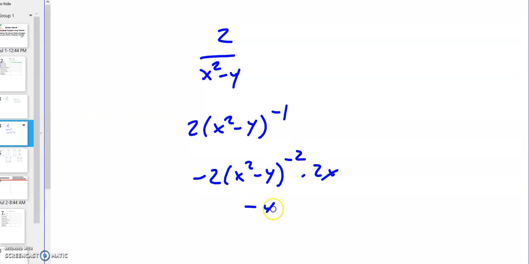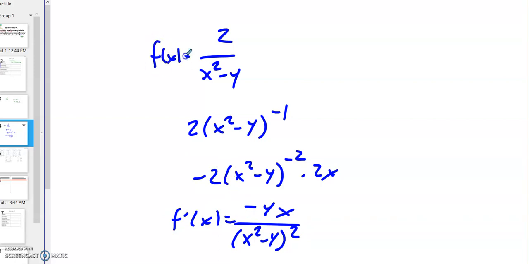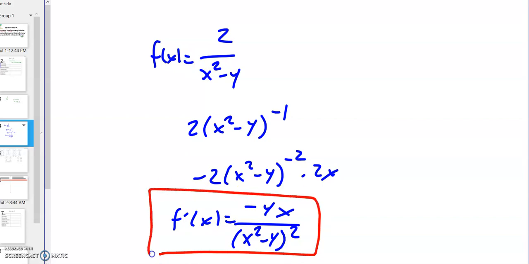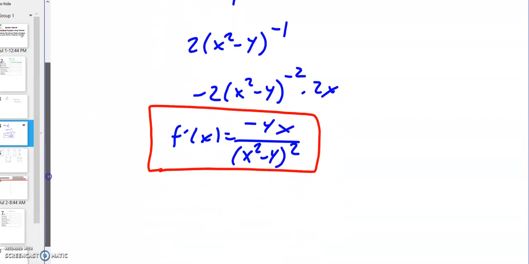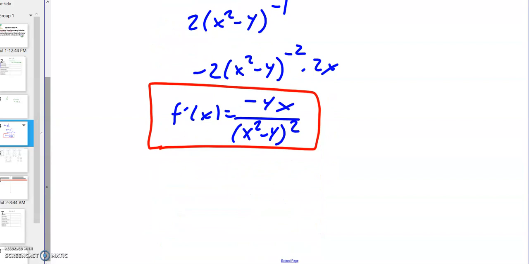I'm going to clean it up just because it'll help us down the road. And here is my first derivative. Okay, so there was my original function. Here's my first derivative down here. And the first thing I'm going to do is find critical numbers. And those are, you'll remember, when your first derivative is 0 or undefined.